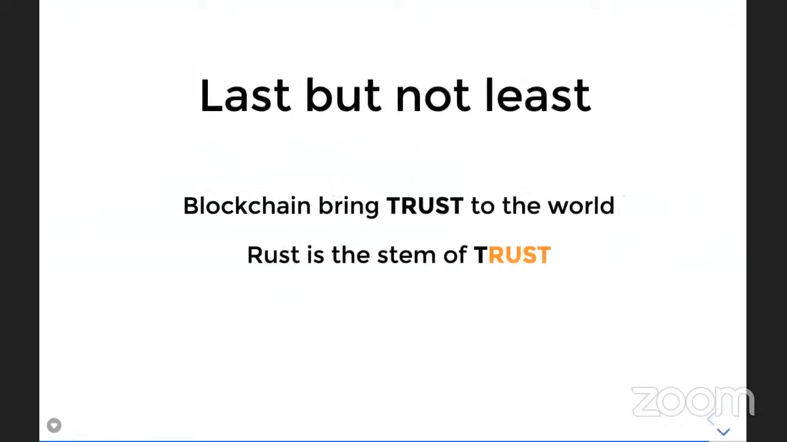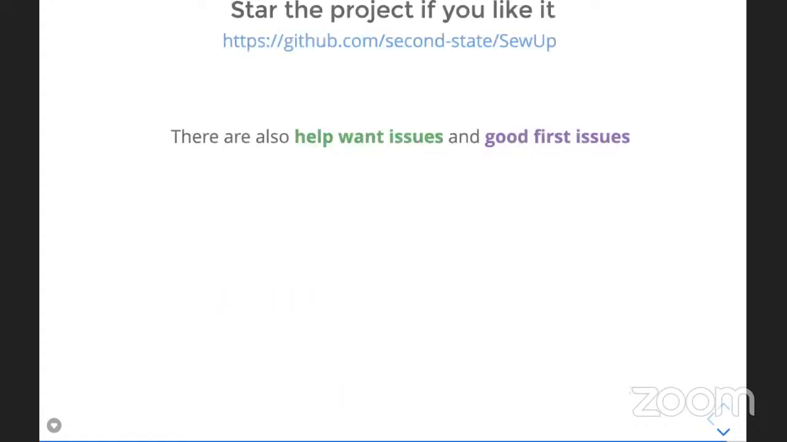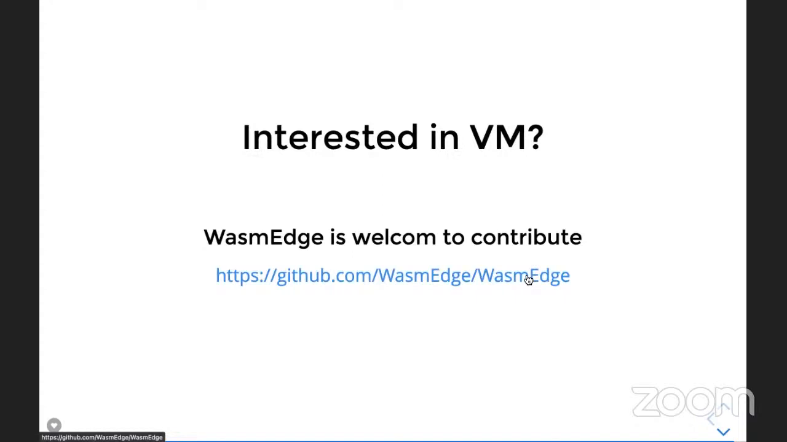So lastly, blockchain brings trust to the world, and Rust is the stem of the trust. So we are happy here to share how to use Rust to build an EWASM contract for Ethereum. And thank you for listening.